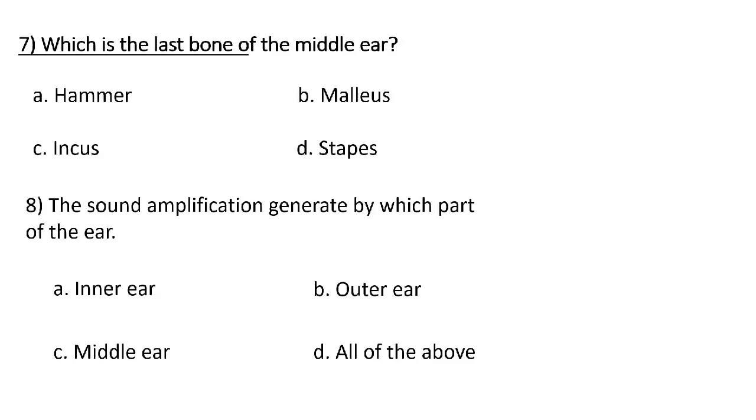Question number 7. Which is the last bone of the middle ear? Option A, femur. Option B, malleus. Option C, incus. Option D, stapes. The correct option is stapes. Stapes is like stirrup.